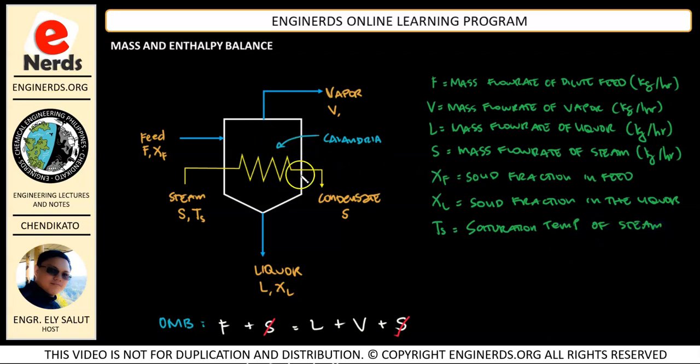Now, dito naman sa loob nating evaporator, mini-maintain natin ang temperature nito, no? Yung nasa loob ng ating evaporator. And this is, let us say this is T1. Okay, so T1 is actually the boiling point inside the evaporator. Okay?